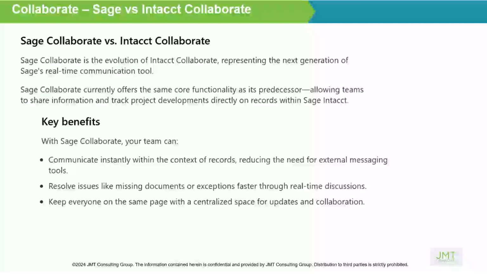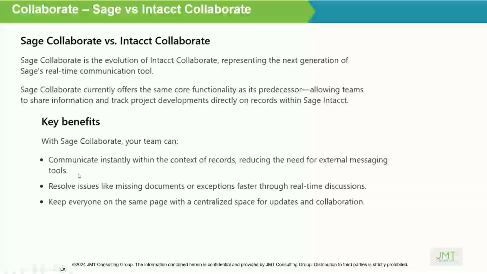Intacct Collaborate is what you had up to now, where you could add a comment or a note and the system would trigger an email to whoever you sent it to, and then you had to wait for their response. Sage Collaborate is what's coming out now, what Intacct is upgrading, and it allows you to do more real-time communication with your team.